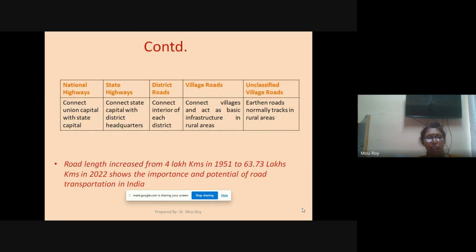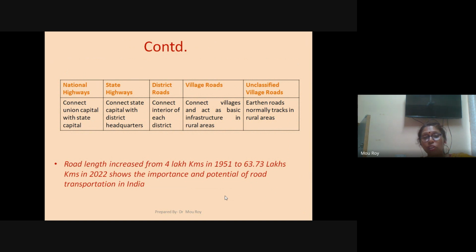Okay, then, when we are talking about roads, there are different kinds: the country has national highways, state highways, district roads, village roads, and unclassified village roads also. This is one of the statistics I have collected for you all. State highways run from one state to another, and national highways are known as NH. Especially when we talk about 1951, the road length increased from 4 lakh kilometers in 1951 to 63.73 lakh kilometers in 2022. This shows the importance and potential of road transportation in India.